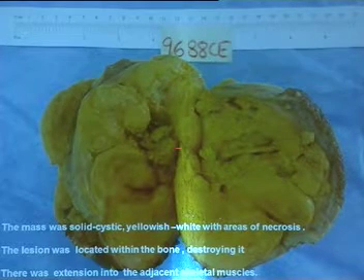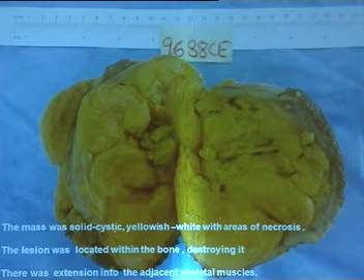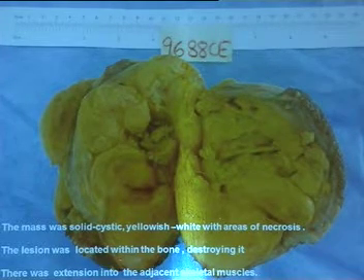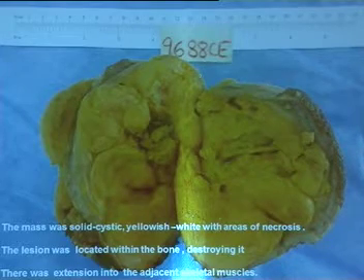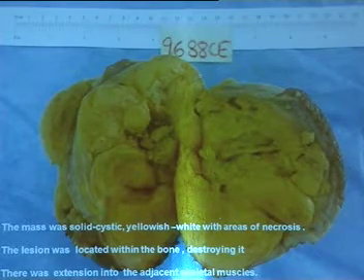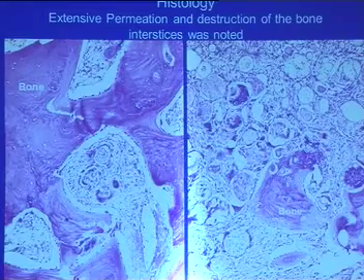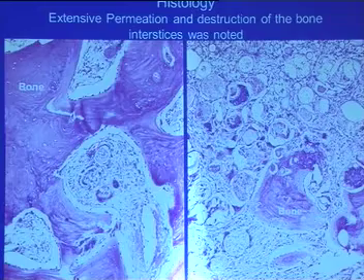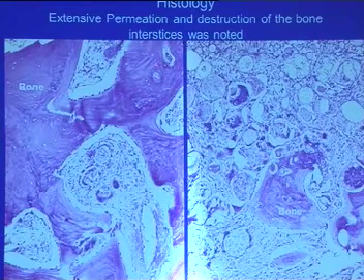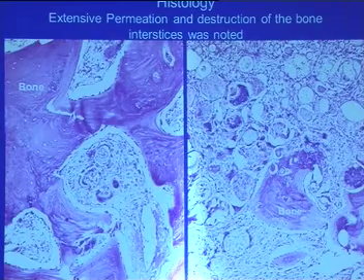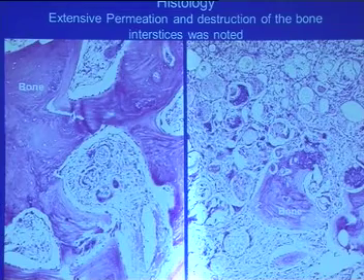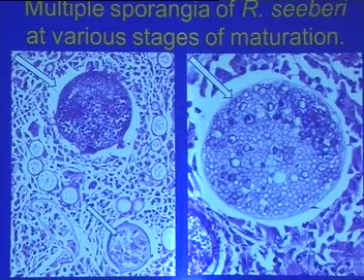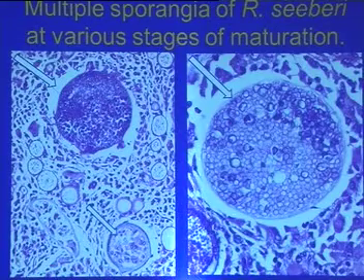It had this very yellow kind of appearance. It was solid, cystic. It did have foci of necrosis. And it was located within the bone, destroying it, but also extending into the adjacent skeletal muscle. And histologically, we had no problem in making a diagnosis. It showed extensive permeation and destruction of the bone by these sporangia of rhinosporidiosis, which were in various stages of maturation.